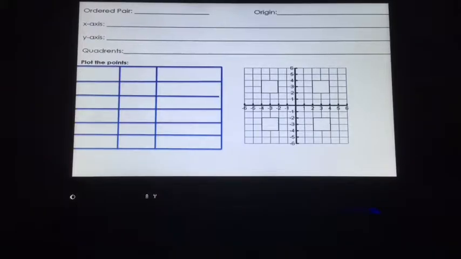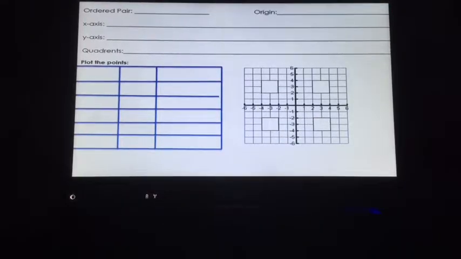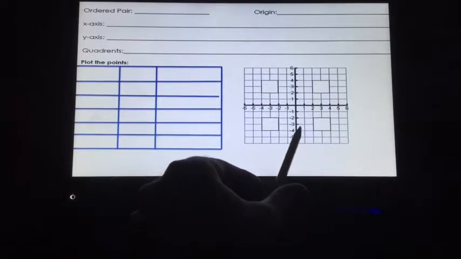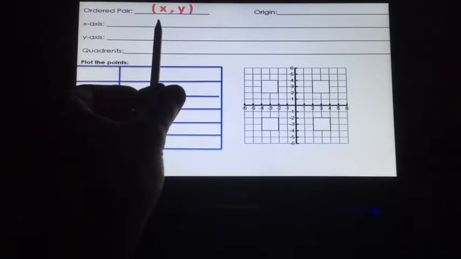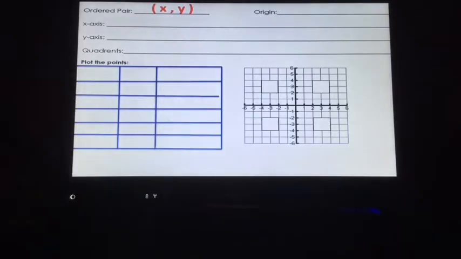Hey guys, welcome back. So the beginning of these notes should be review. What we're going to be doing is talking about a Cartesian coordinate system, which is something that looks like this over here. Now on the Cartesian coordinate system, each place you see an intersection of lines, that's called an ordered pair. And an ordered pair is represented by two numbers, which is the x and the y.